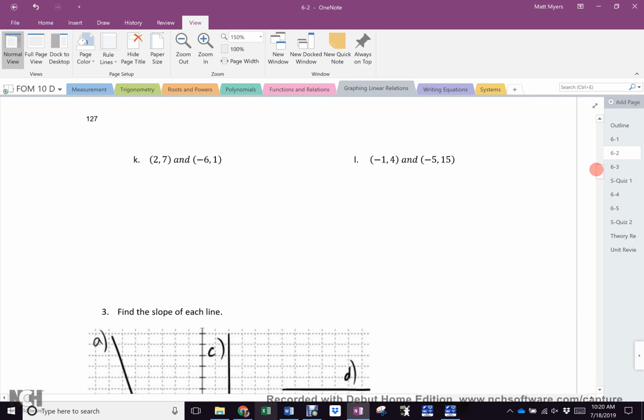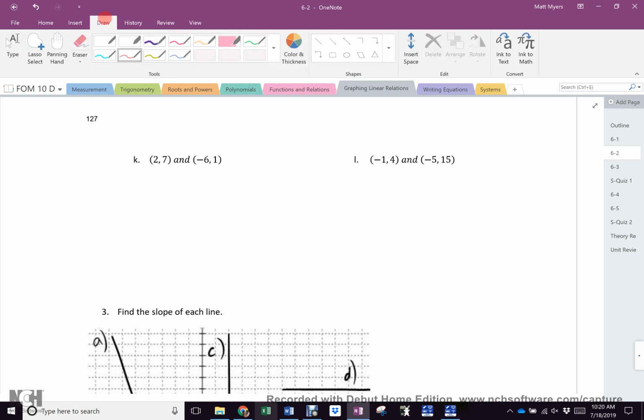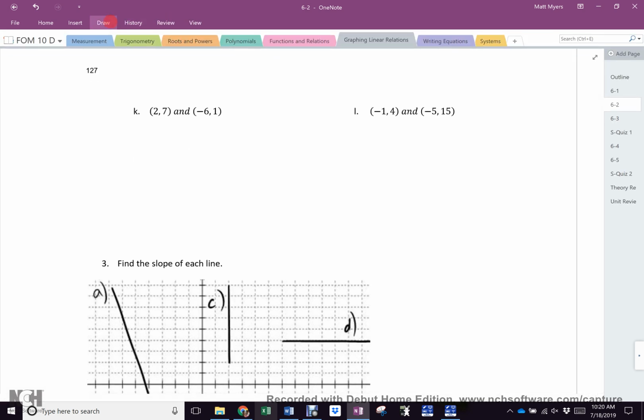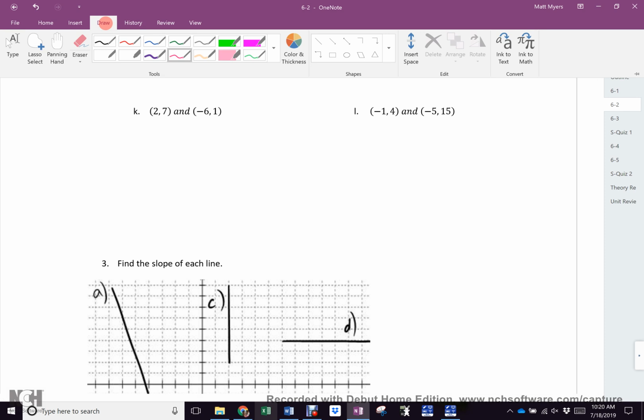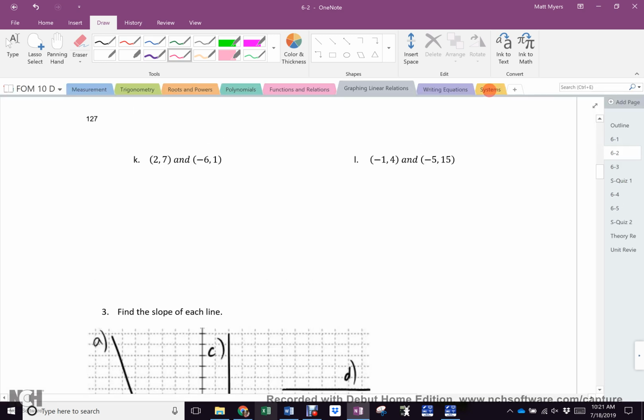K and L, are they graphed? No, they are not. You could graph them and then you could count, or you could remember one of the other versions of slope, which was change in y over change in x.